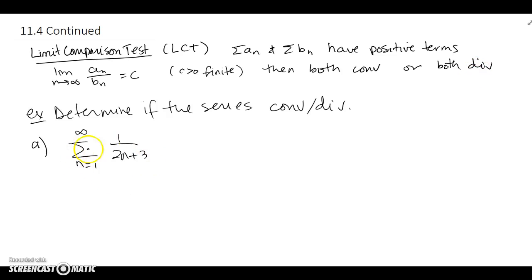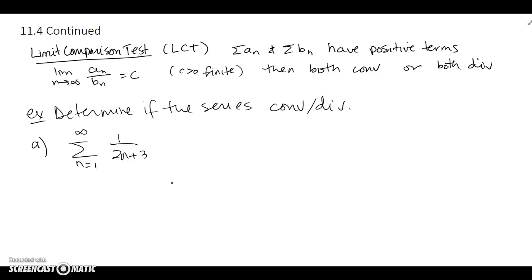So let's look at whether this series converges or diverges. Again, I look at the an right here and quickly do a divergence test, and I can see that the terms of that sequence go to 0, so the divergence test will be inconclusive.